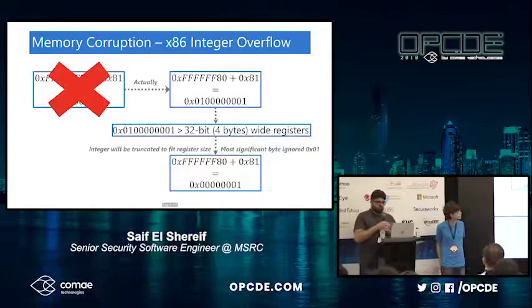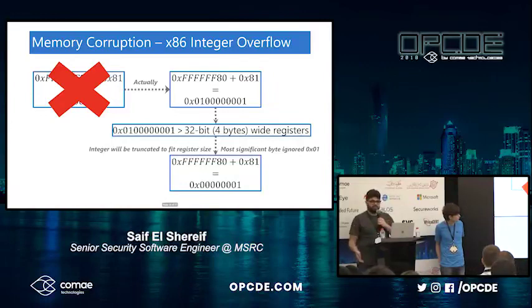The next type of memory corruption that I like to talk about is x86 integer overflows. If you look at this calculation in x86 systems or 32-bit based systems, you'll realize that FFFFFF80 plus 81 will result in 1. Well, actually, this is wrong. The calculation results in 0x100000001. But since it's a 32-bit system, and these are 4 bytes wide registers, this number cannot actually fit in a 32-bit register. So what happens is that the processor will truncate the most significant byte, resulting in 1, and this is what we call integer wrapping or integer overflow.